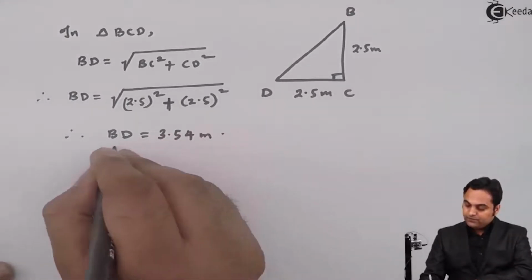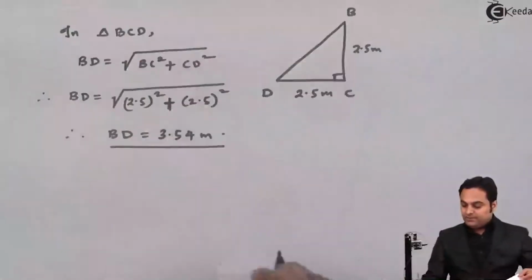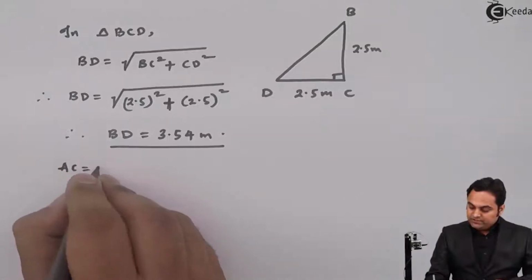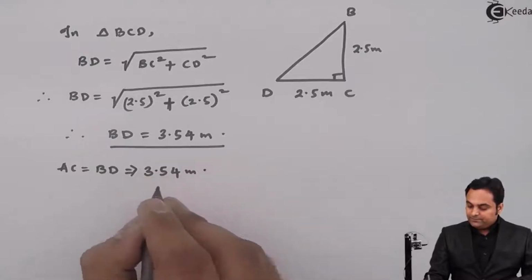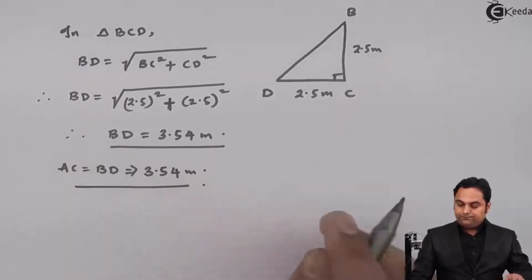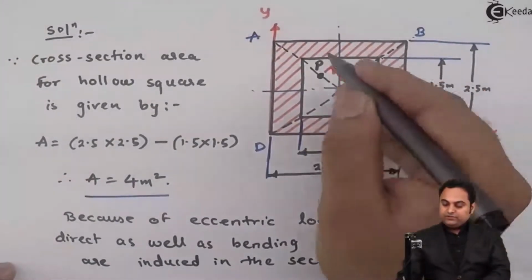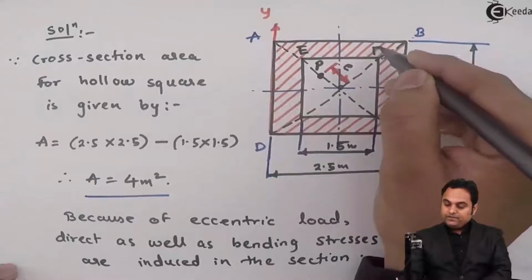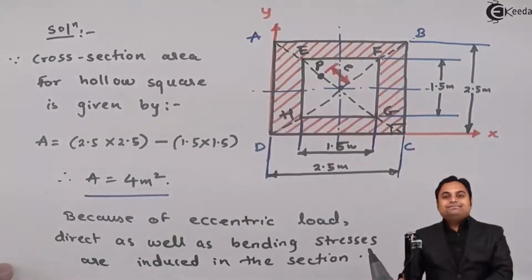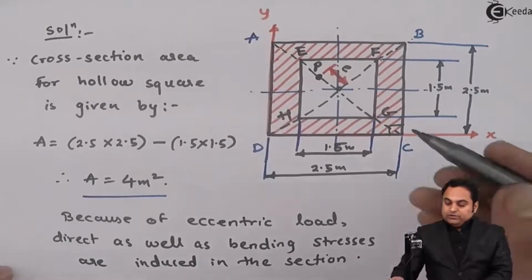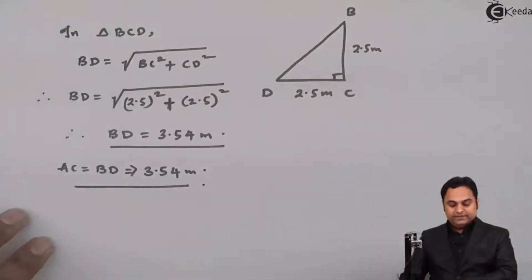meter. After getting BD, I can say that AC is of the same dimension because it is a square. So AC is equal to BD and that is equal to 3.54 meter. Now, as I have used this triangle, similarly, the inside points of the square, I'll name them as E, F, G and H. So here I'll also calculate this inside diagonal, which is EG. So for that I'll draw the diagram.